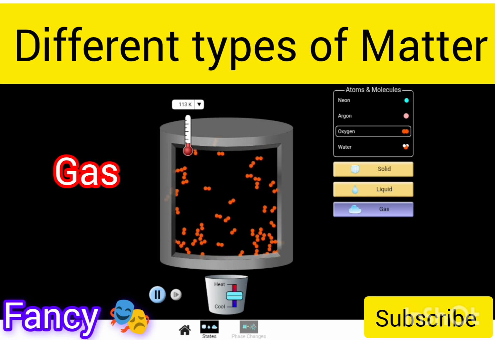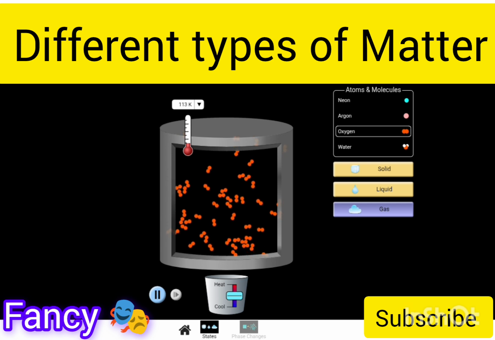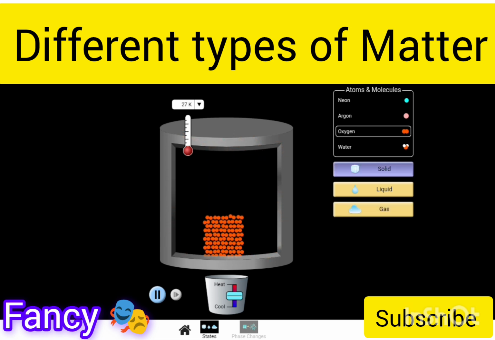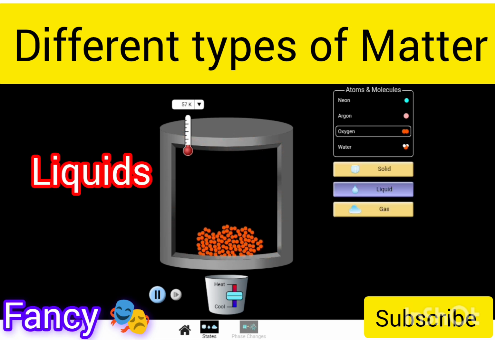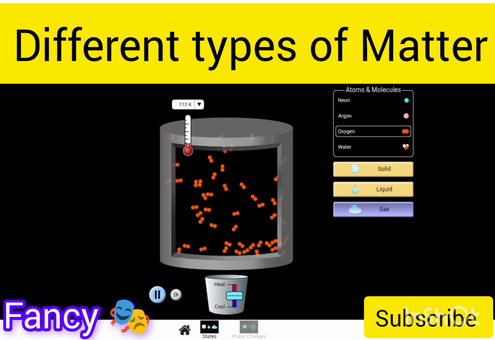Okay, like this only, all the matter around us will have three states. What are they? Solids, liquids, and the gaseous form. Hope you understood the different states of matter, children.